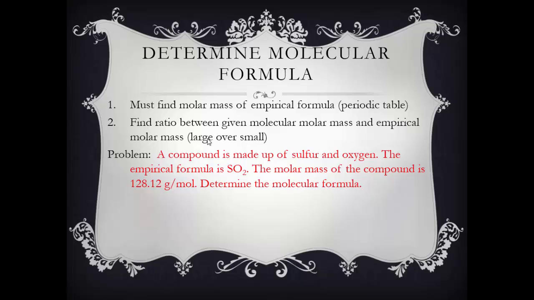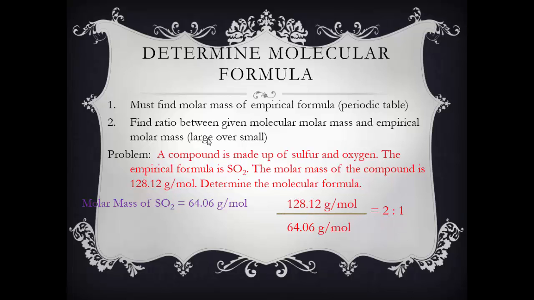So we made up a compound, previous problem, of SO2. The molar mass of that compound is 128. We found the empirical to be SO2. So to determine the molecular formula, the first step is to find the molar mass of the empirical, so SO2, which is 64.06 grams. So how much do we have to multiply that number to get to 128? Mental math should say twice.